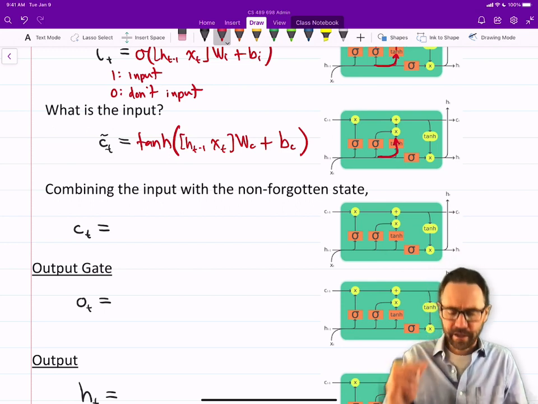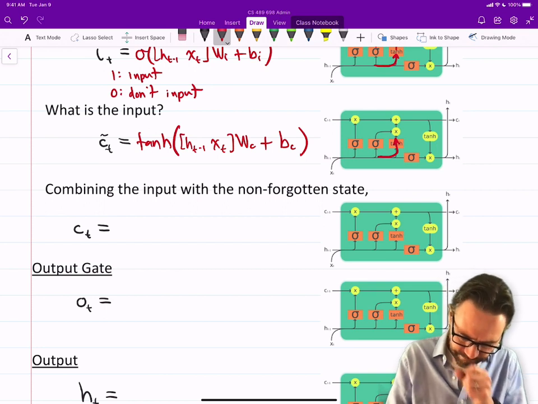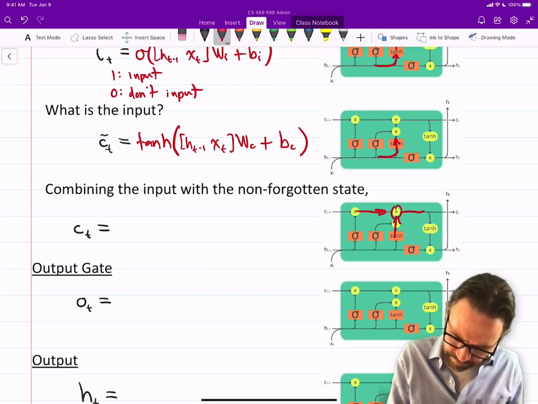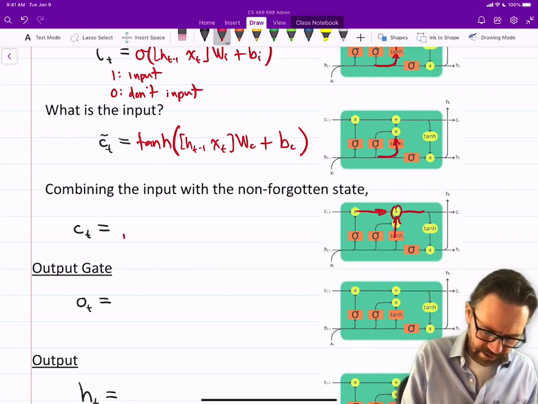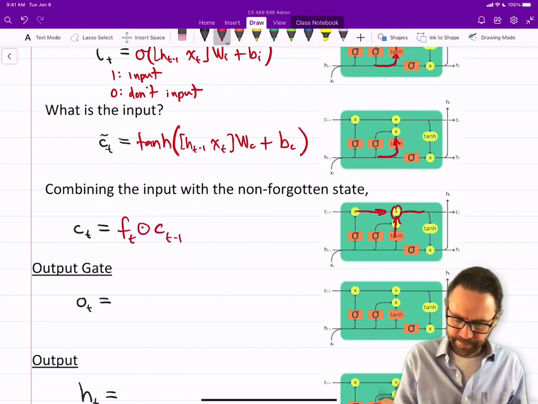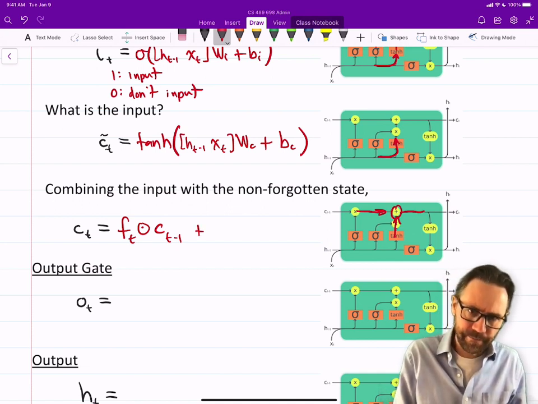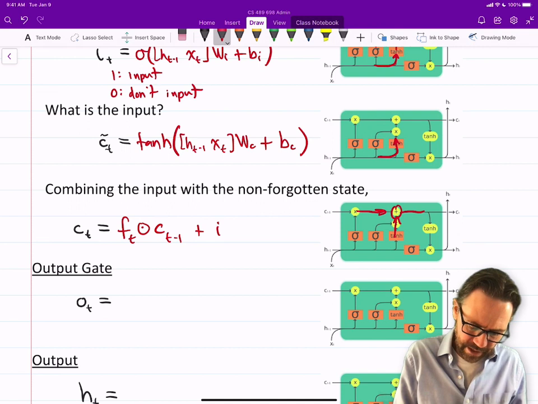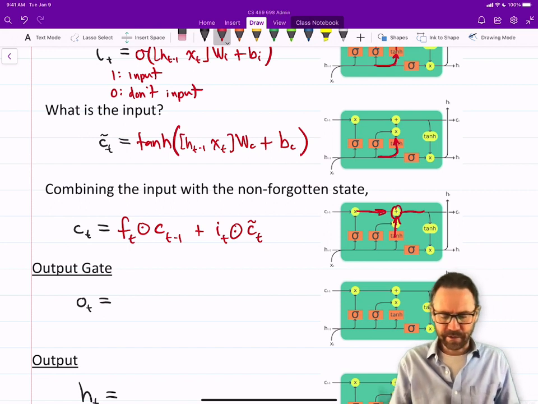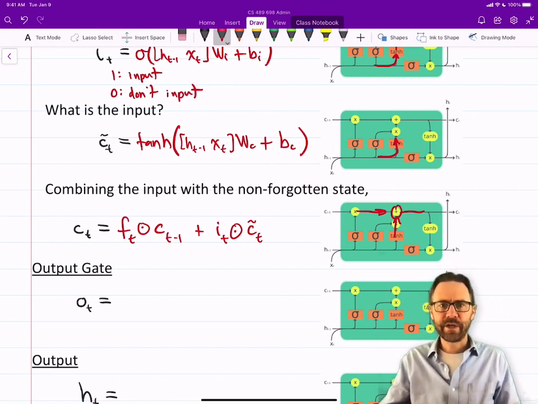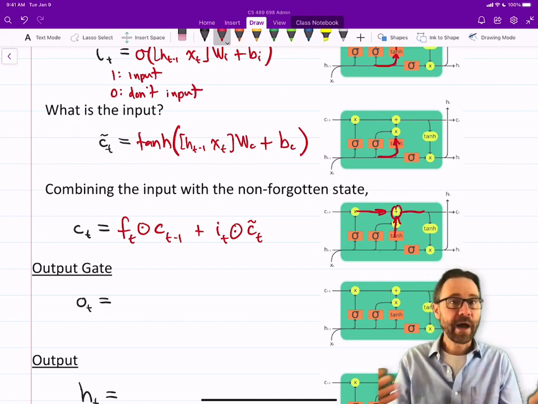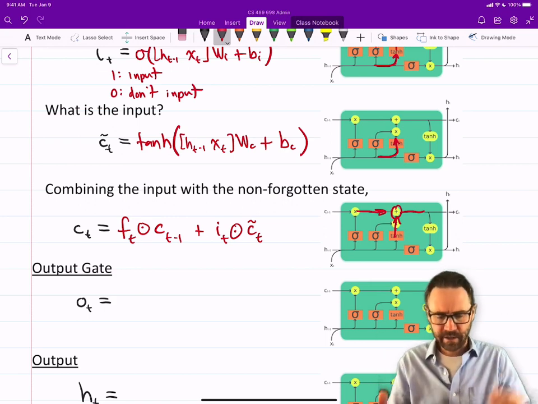Okay, so combining now those two, so we've got this coming along here, we've got this coming up here, and we're going to add them to get our new internal state. So it's the forget gate Hadamard times c_{t-1} plus the input gate Hadamard times c_t tilde. So we're taking our old internal state, incrementing it with our new sort of input stuff, and combining those with the forget gate and the input gate.